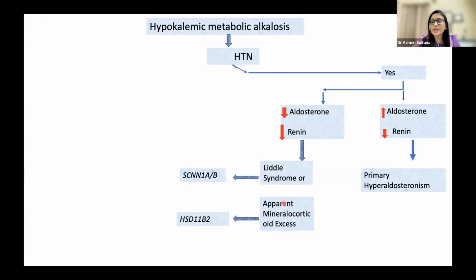And then apparent mineralocorticoid excess syndrome, where the involved gene is HSD11B2, which encodes the 11 beta-hydroxysteroid dehydrogenase enzyme, which prevents cortisol from binding with the mineralocorticoid receptor, and the inhibition of this protein causes increased activity of cortisol in the mineralocorticoid receptor.